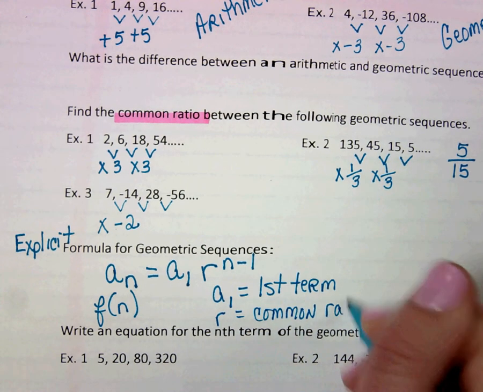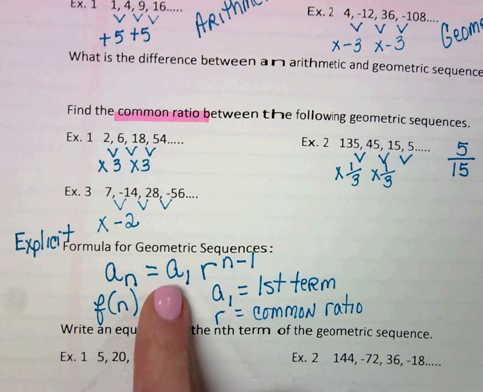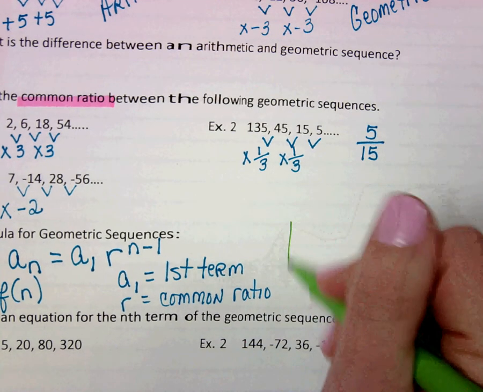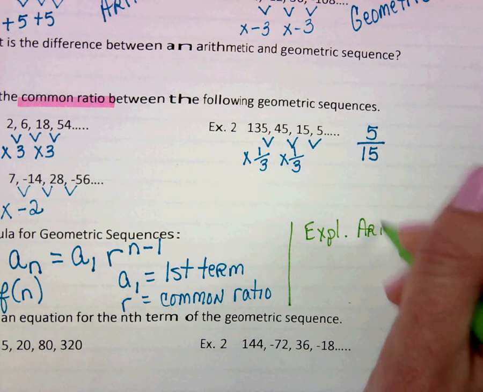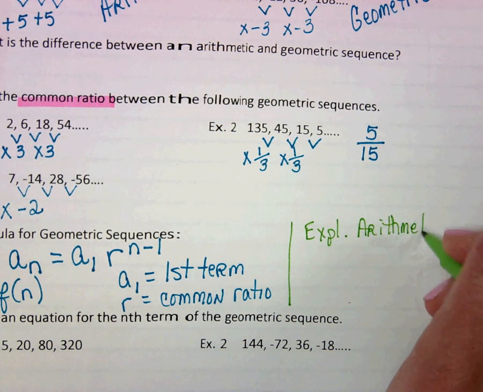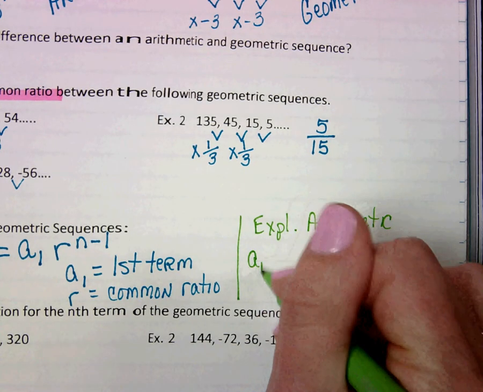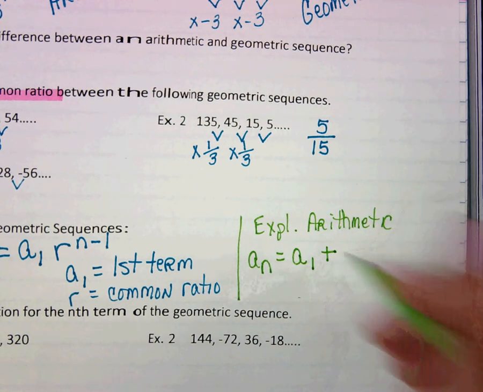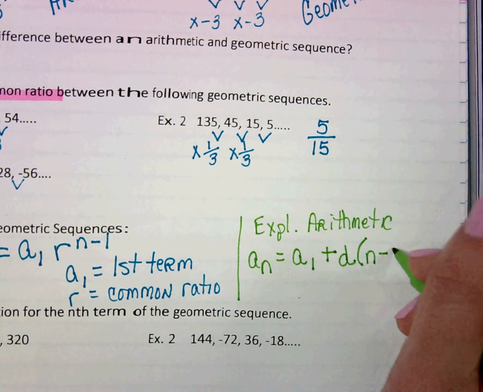I want you to notice, we've seen some rules like this. This is a multiplication. There's no adding or subtracting, versus what the explicit formula for an arithmetic sequence looks like. So I want to write that down here so that you can see that. Remember, its formula is a sub 1 plus the common difference times n minus 1.